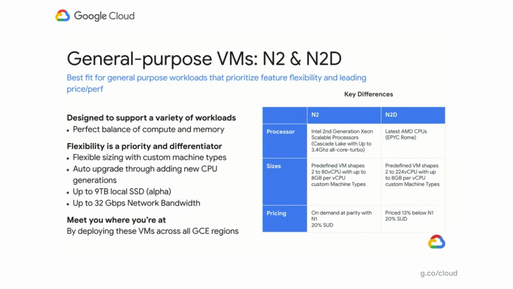N2D are our AMD-based general purpose VMs. They leverage the latest EPYC Rome CPUs, and they come with up to 224 vCPUs per node. They even offer you a lower price point, with approximately 13% lower pricing versus comparable VMs.